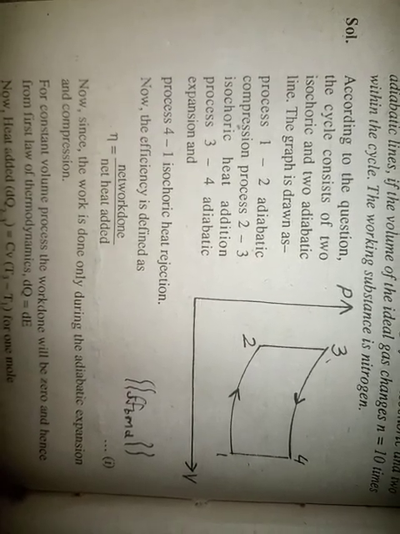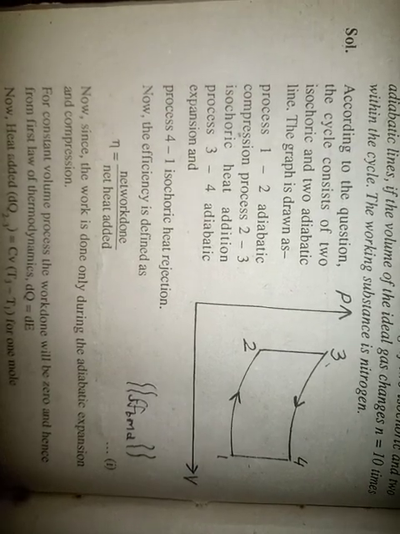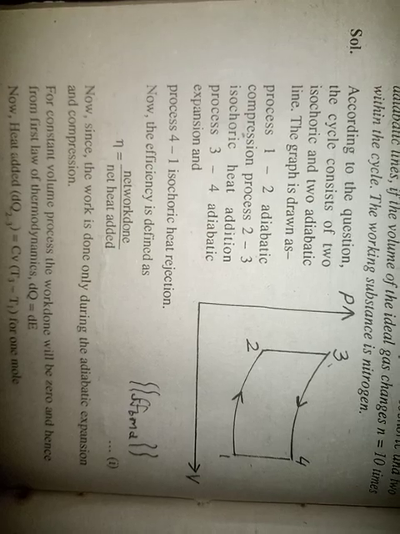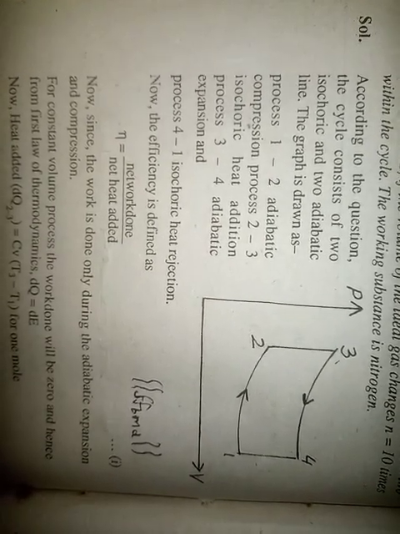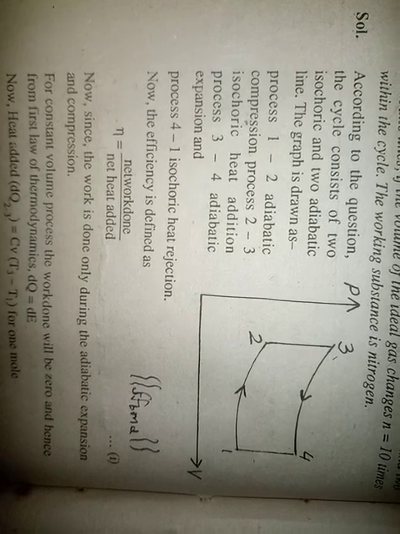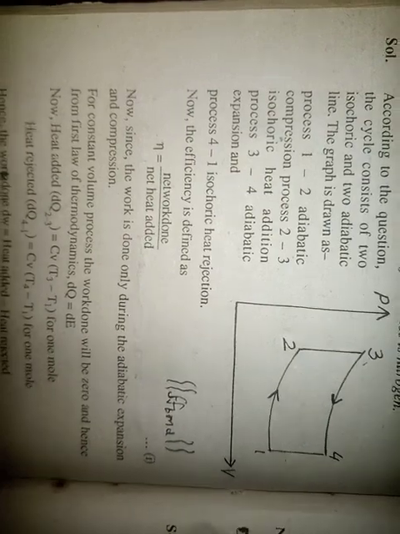According to the question, the cycle consists of two isochoric and two adiabatic lines. The graph is drawn as shown. Process 1 to 2 is adiabatic compression. Process 2 to 3 is isochoric heat addition. Process 3 to 4 is adiabatic expansion, and process 4 to 1 is isochoric heat rejection.